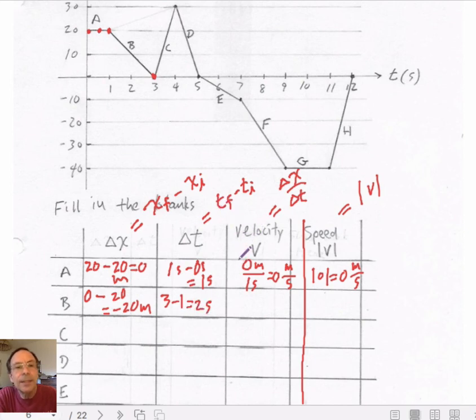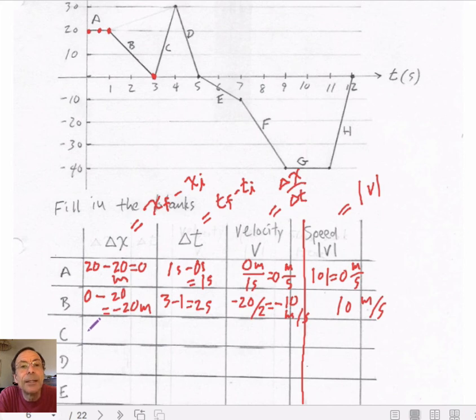And okay, so the velocity is going to be negative 20 over 2, which will give us, is that right? Yeah, negative 20 over 2 will give us negative 10 meters per second. And then the speed will be the absolute value of -10, which will be 10 meters per second. Okay. You got that. We'll do one more. I'll do C and then see what happens next. I'll let you guys work out the rest.